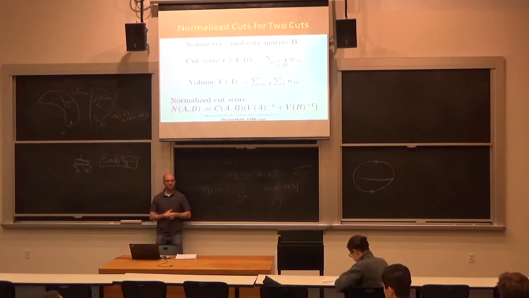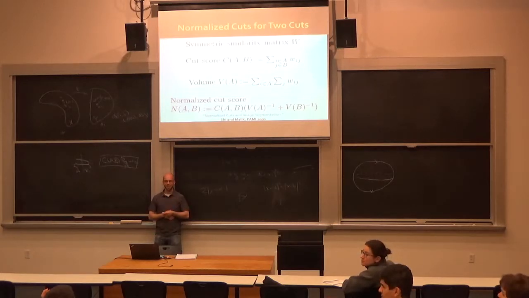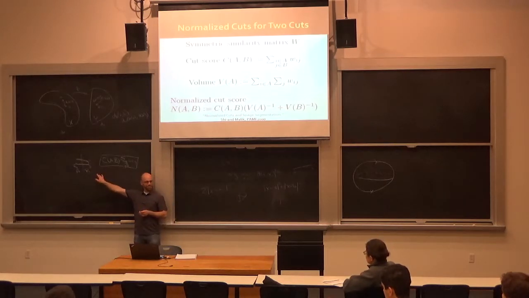What's the best way to keep all similar points together? Does it join everything? Yeah, I can take A to be the entire set, and B to be empty, and then the cut score is 0. So somehow, this picture is nice, but I actually have given you a kind of misleading score.